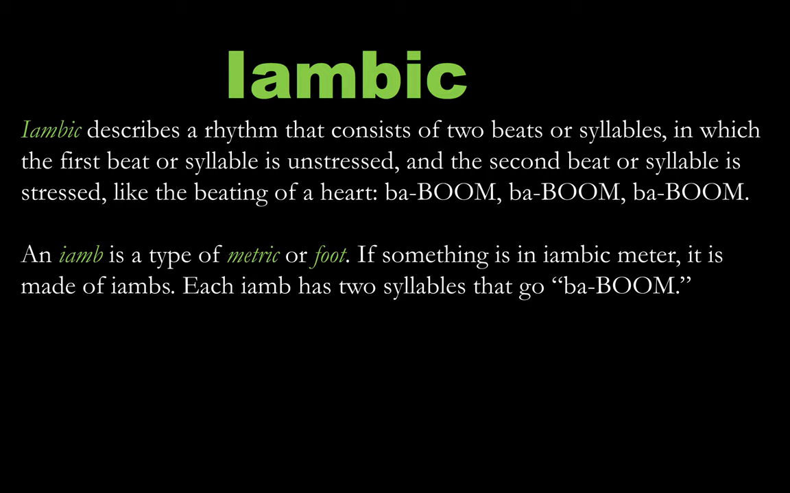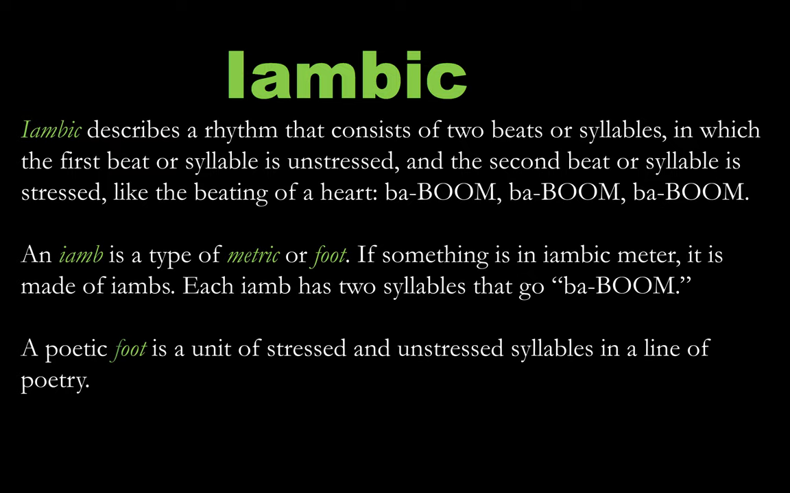So we're using some weird words here. An iamb is a type of metric foot. If something is an iambic meter, it's made of iambs. So each iamb has two syllables that go ba-boom. Let's try it again. Ba-boom, ba-boom, ba-boom. Go ahead, tap it out.